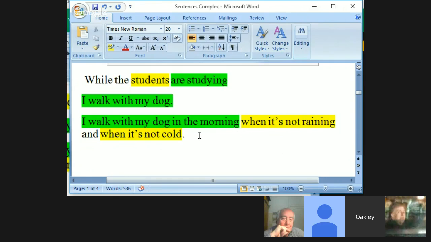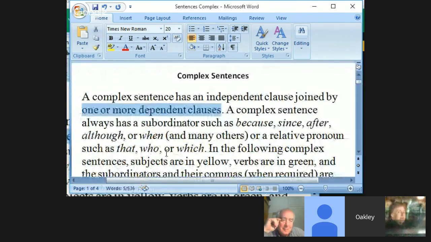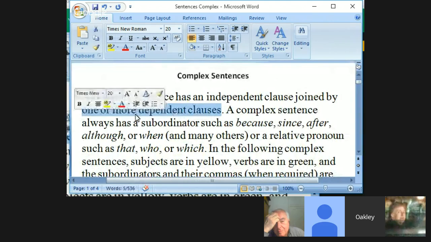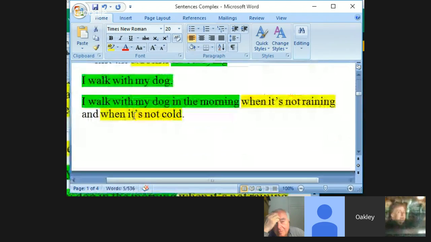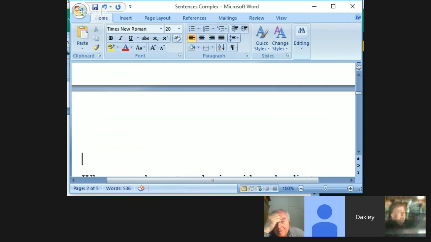So this is a complex sentence. Back to our rules. Complex sentence: one or more dependent clauses. All right. Vincenzo has chosen for more, but all right. We have at least one of each. Okay, give it a try. Complex sentence. Because my coffee was too cold, I heated it in the microwave.